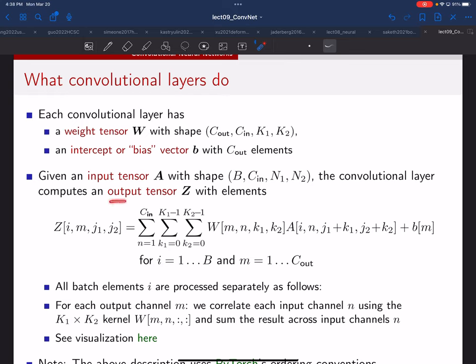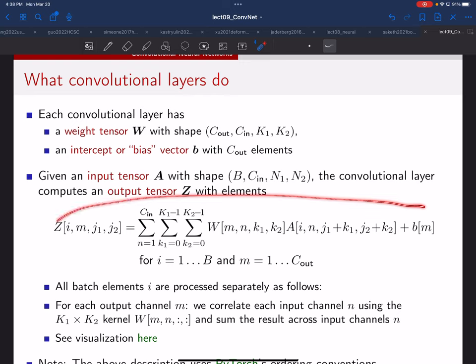And then the output tensor is going to be organized in a similar way. This is the output tensor. I is going to index into the batch. M is going to index into the number of output channels. That's the output channel index. And then these are the spatial indices, same as at the input.